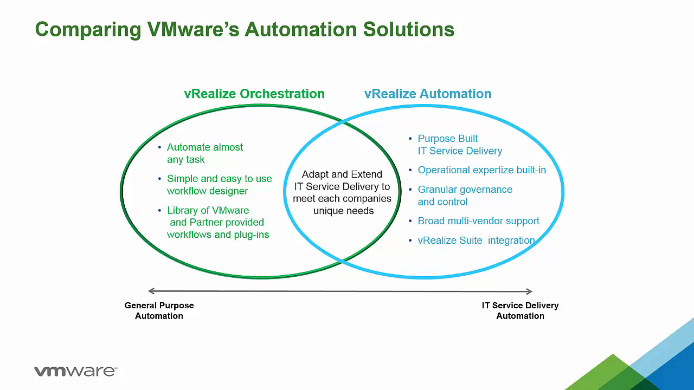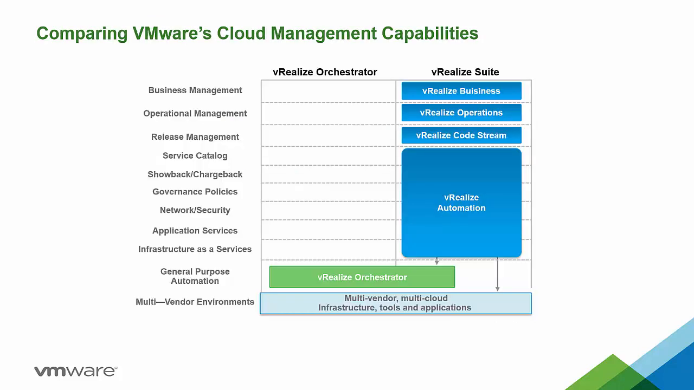So now combining vRealize Automation with vRealize Orchestrator, it delivers the best of both of these worlds. It gives you purpose-built cloud management functionality that accelerates your time to value. It combines with a general-purpose automation capability that allows companies to adopt and extend off-the-shelf cloud automation capabilities to meet those specific needs that they may have. So again, between the two, very powerful.